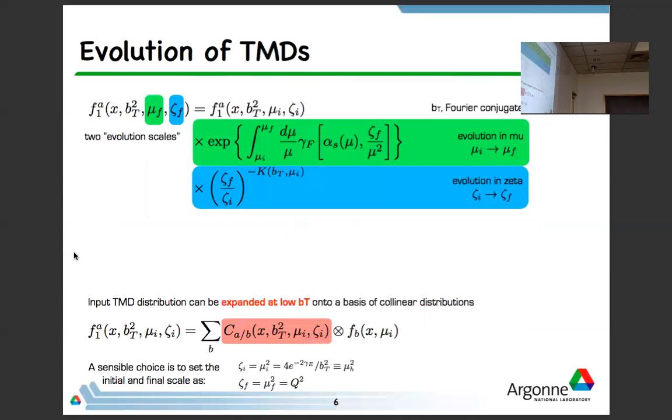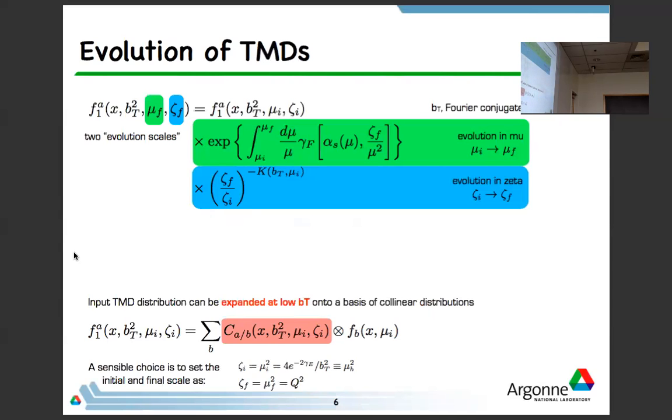Okay, so if we want to talk about evolution of TMDs, as I said, we have evolution in two scales. The evolution in mu is driven by this exponential factor here, where gamma_F is the anomalous dimension of the TMDPDF when it renormalizes the TMDPDF with respect to the UV divergences. The evolution in zeta is driven by this other kernel K, which is the Collins-Soper kernel. This gamma_F and K can be computed in perturbation theory as a power expansion in alpha strong. So this is, let's say, the way you implement the evolution.